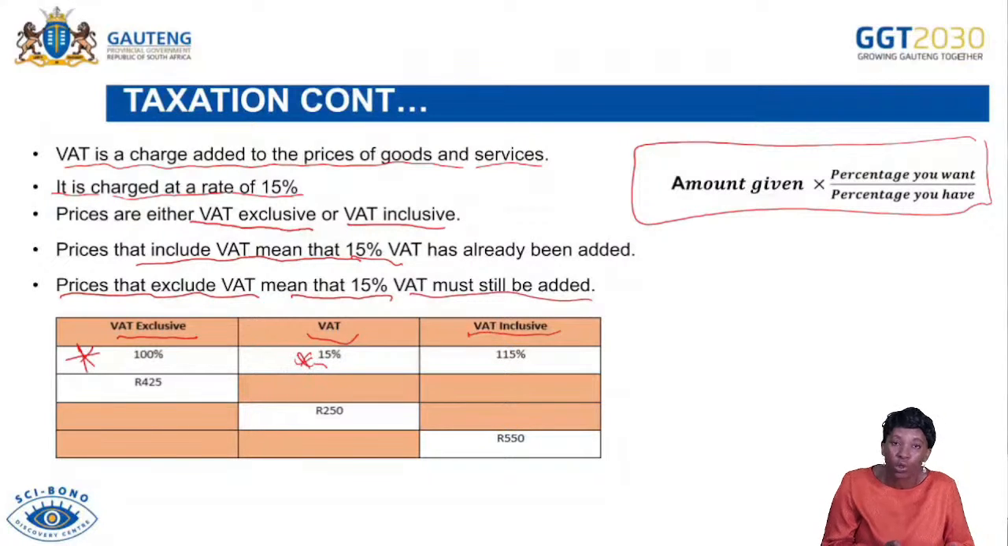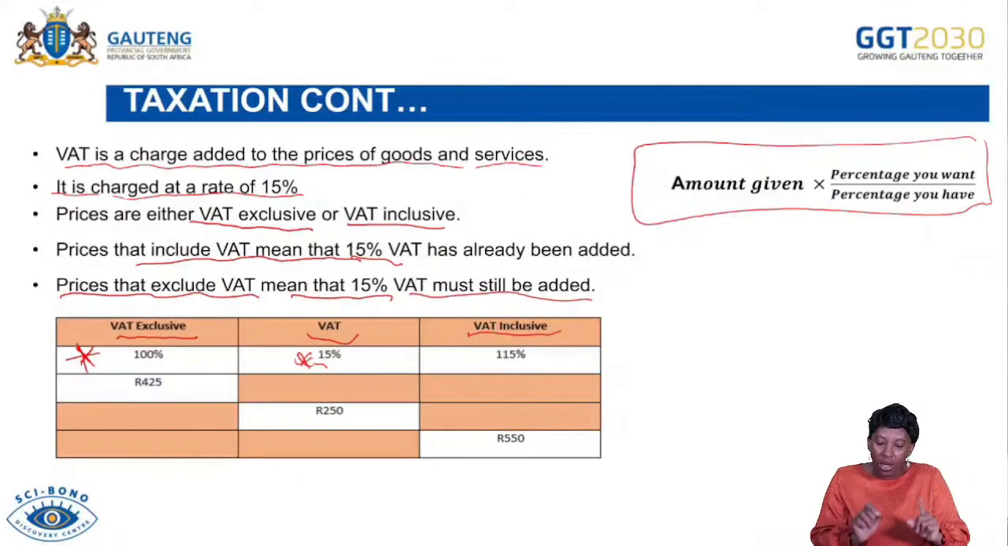That means we have to add 15% towards the 100%. All in all, it will be 115. That will be the VAT inclusive. Now let's quickly do this example here, so that you know how this formula works. How does it make your life easy?